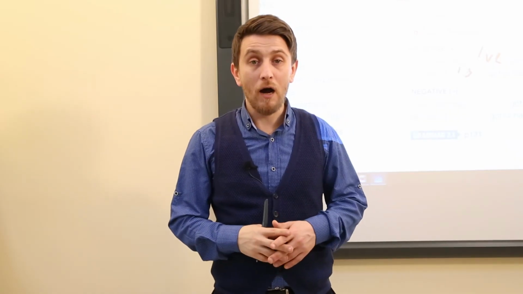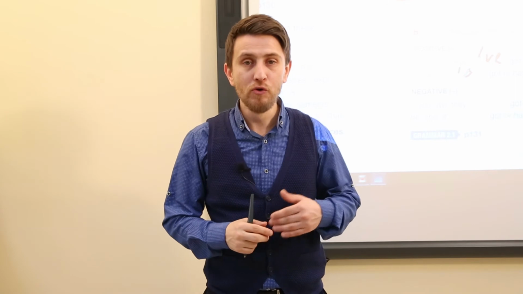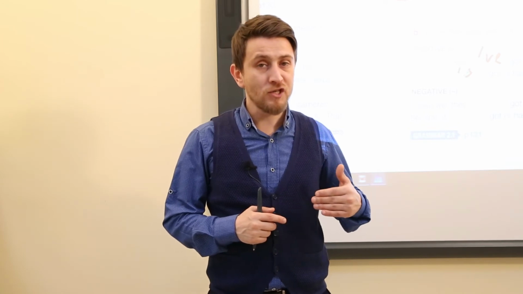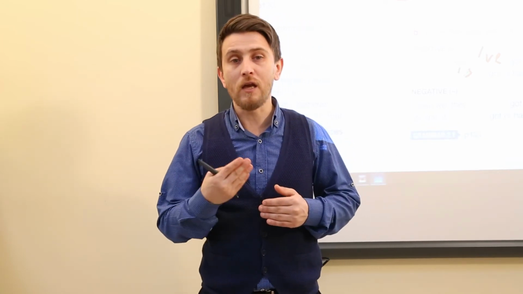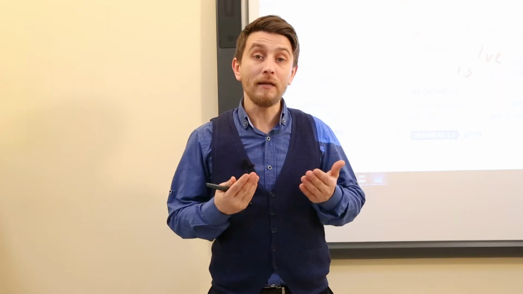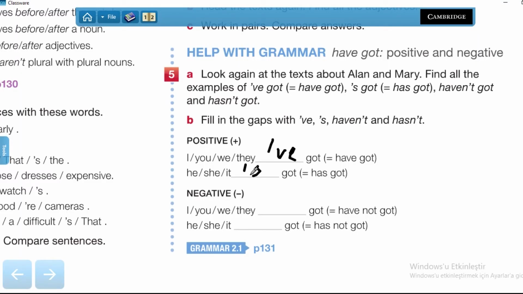And when it comes to negative forms, I haven't got, you haven't got, we haven't got, they haven't got, and she hasn't got, he hasn't got, and it hasn't got. Let's write it. I, we, you, they haven't got, and he, she, it hasn't got. There we go.